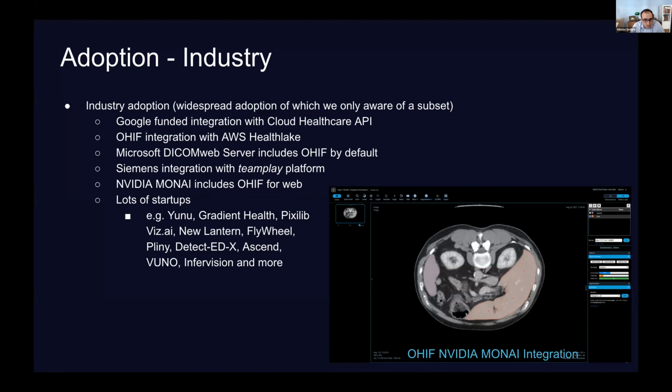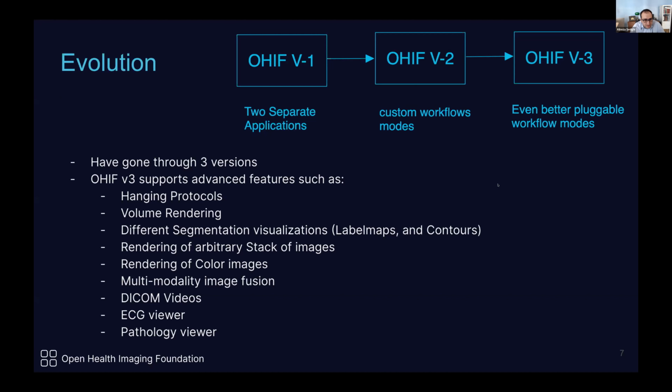So the evolution of OHIF has had 3 major versions. OHIF v1, which was released in 2015, had 2 separate applications. And in OHIF v2, we enhanced the extensibility of the platform by introducing extensions. And the latest version that we are releasing very soon, OHIF v3, is even better, with pluggable workflow modes. In OHIF v3, we support advanced features such as hanging protocols, volume rendering, different segmentation visualization. I'm going to show a lot of pictures in the next couple of slides. Label maps, contours, rendering, stack of images, color images, fusion, DICOM, different modalities, ECG, and pathology viewer.